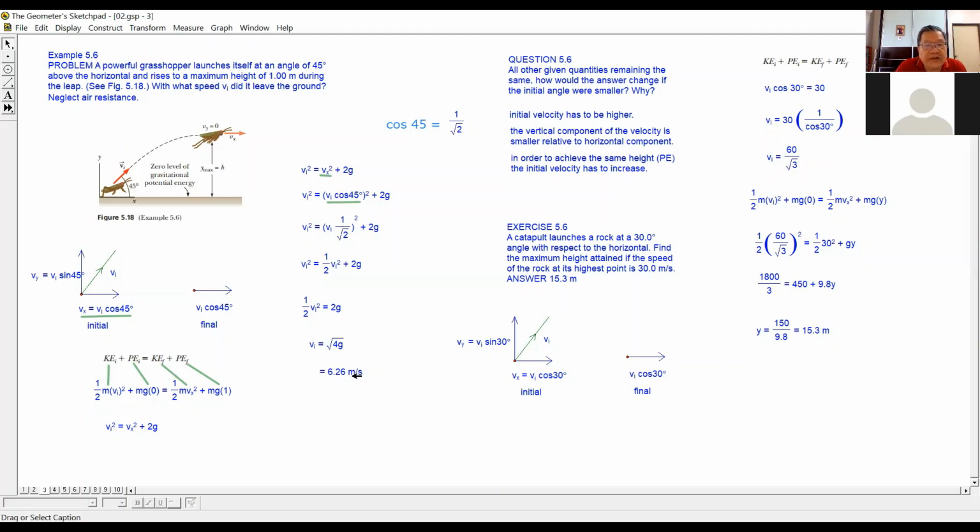Taking the square root of 4g, the answer is 6.26 meters per second. Now this 6.26 meters per second is the actual velocity. It is not the horizontal or the vertical component of the velocity. The horizontal or vertical components have a trigonometric term attached to them, like vi sin 45 and vi cos 45. So this vi alone is the actual velocity, it's not the component.